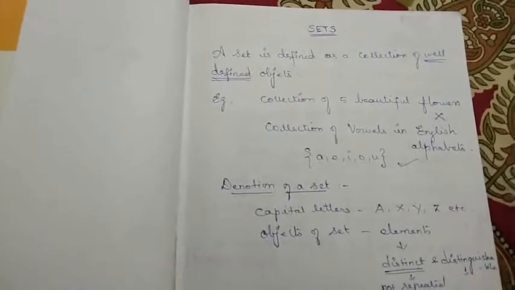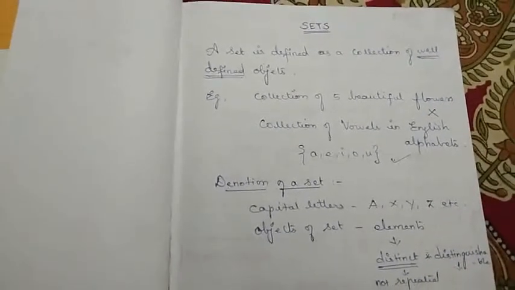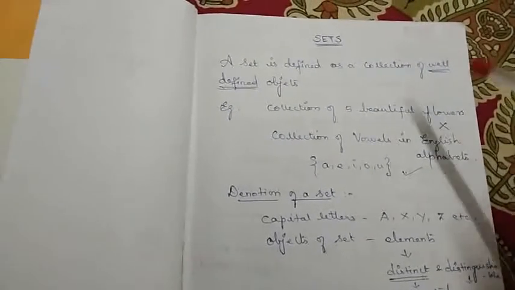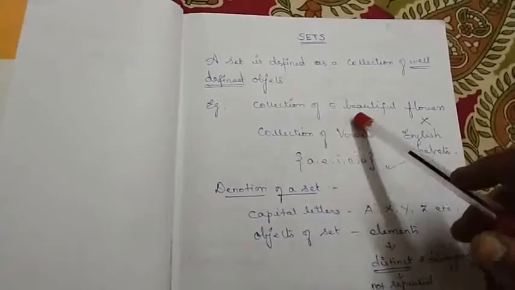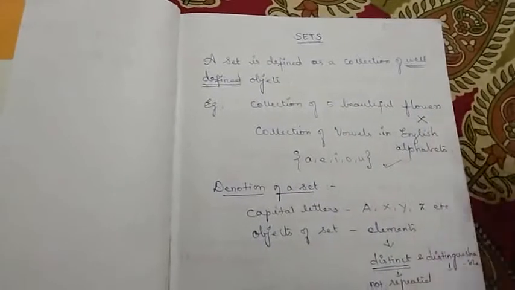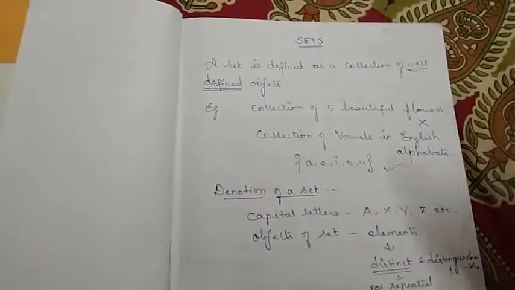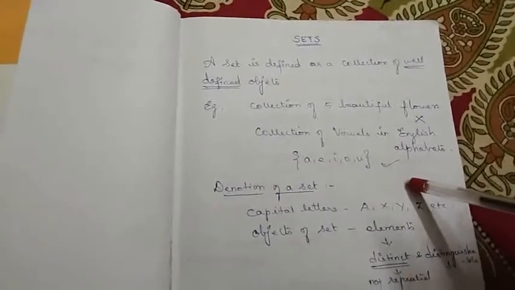So today we are going to revise chapter 1, sets. What are all the things we have learned under this chapter? First, we have learned what is meant by a set. A set is defined as a collection of well-defined objects. All collections of objects won't form a set. Well-defined objects. For example, a collection of 5 beautiful flowers won't form a set because the priority of the beautifulness will vary from person to person. So it is not well defined. The collection of vowels in English alphabets is an example of a set.